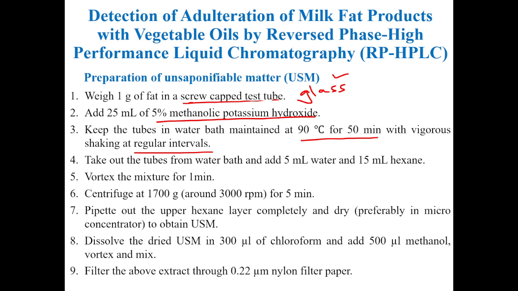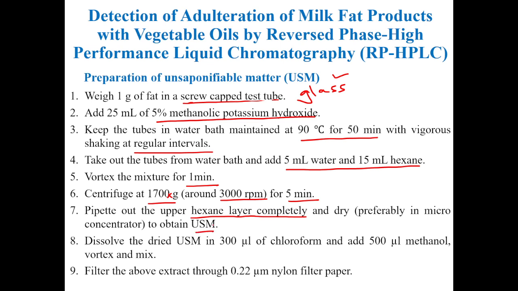Now, after that, you take out the tubes from the water bath and add 5 ml of water and 15 ml of hexane. Vortex for 1 minute. Centrifuge at 1700 times g, which is around 3000 RPM, for 5 minutes. Then you take the upper hexane layer completely and dry to obtain USM.